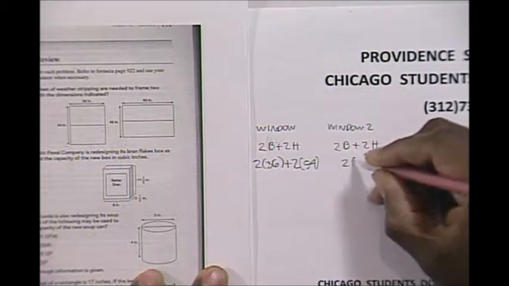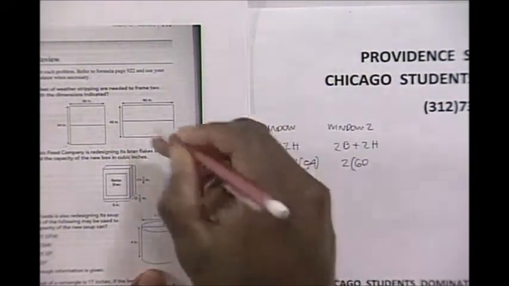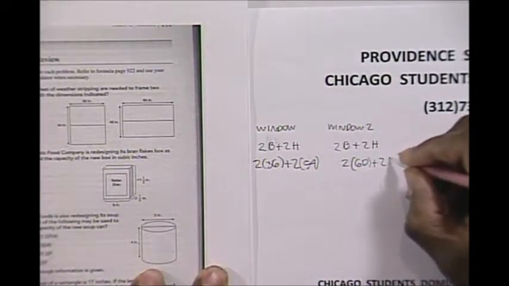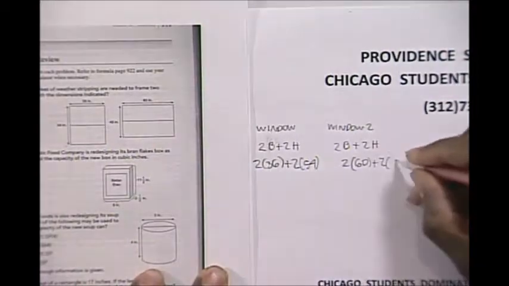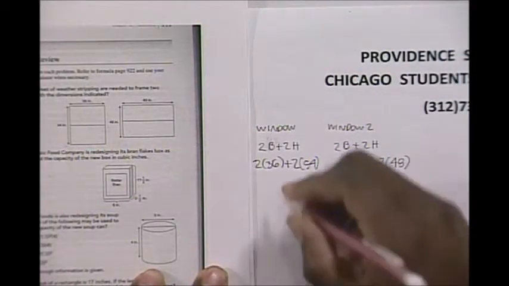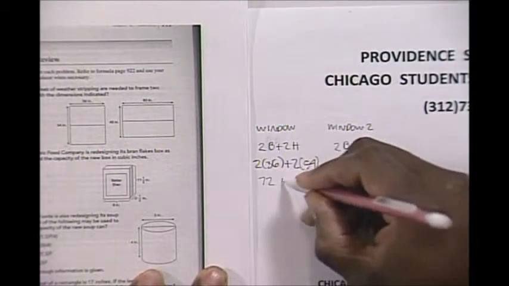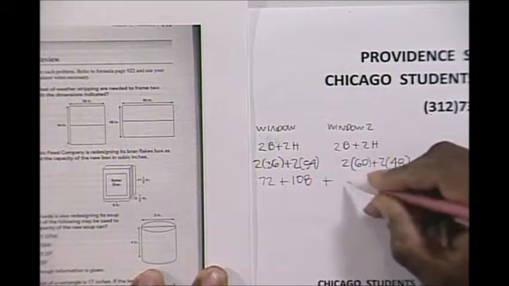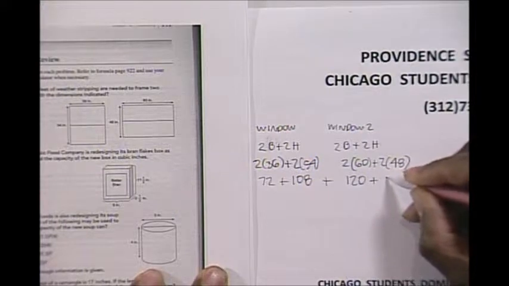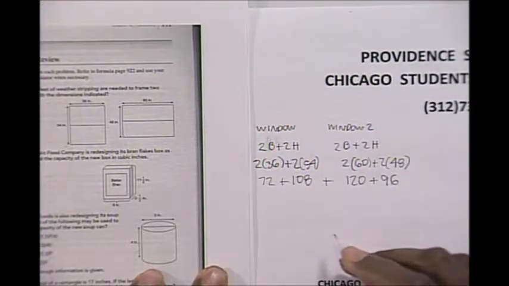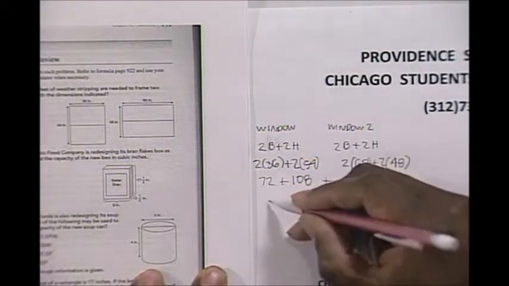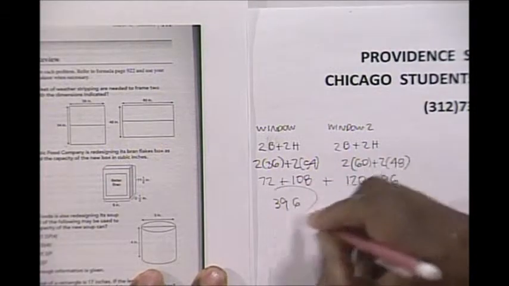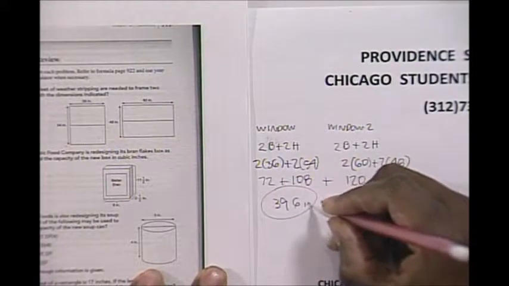And then the other window, the base is 60. I don't know if you can see that, but it's 60 plus 2 times the height, which is 48. So here you get 72 plus 108. That's going to be added to 120 plus 96. All that added together, you get a perimeter of, I did it ahead of time, 396, and the units will be inches.